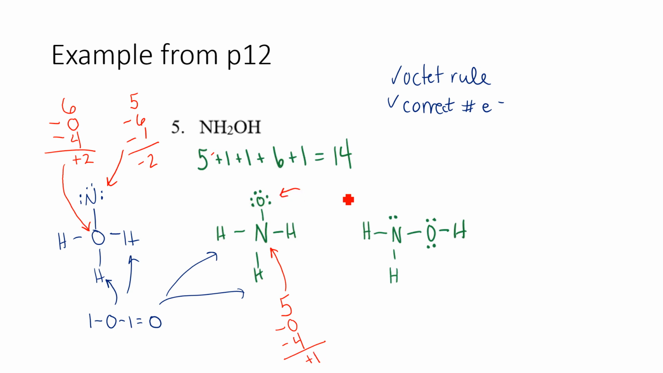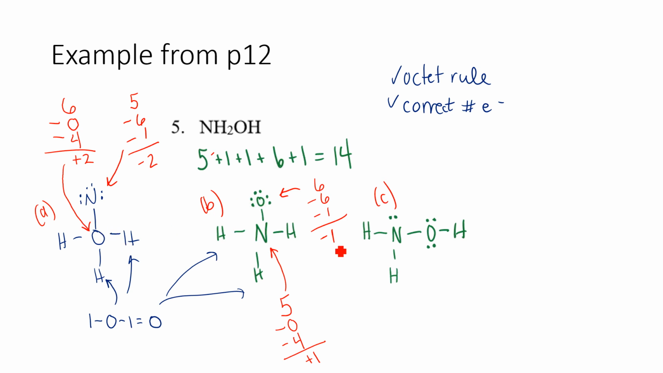My oxygen right here, oxygen's in column 6, so it's got 6 valence electrons typically. In this structure, it has 1, 2, 3, 4, 5, 6 dots around it, and it's forming 1 bond. So it's got a formal charge of -1. So far this possibility seems better. Let's label these A, B, C. So far B seems better than A.